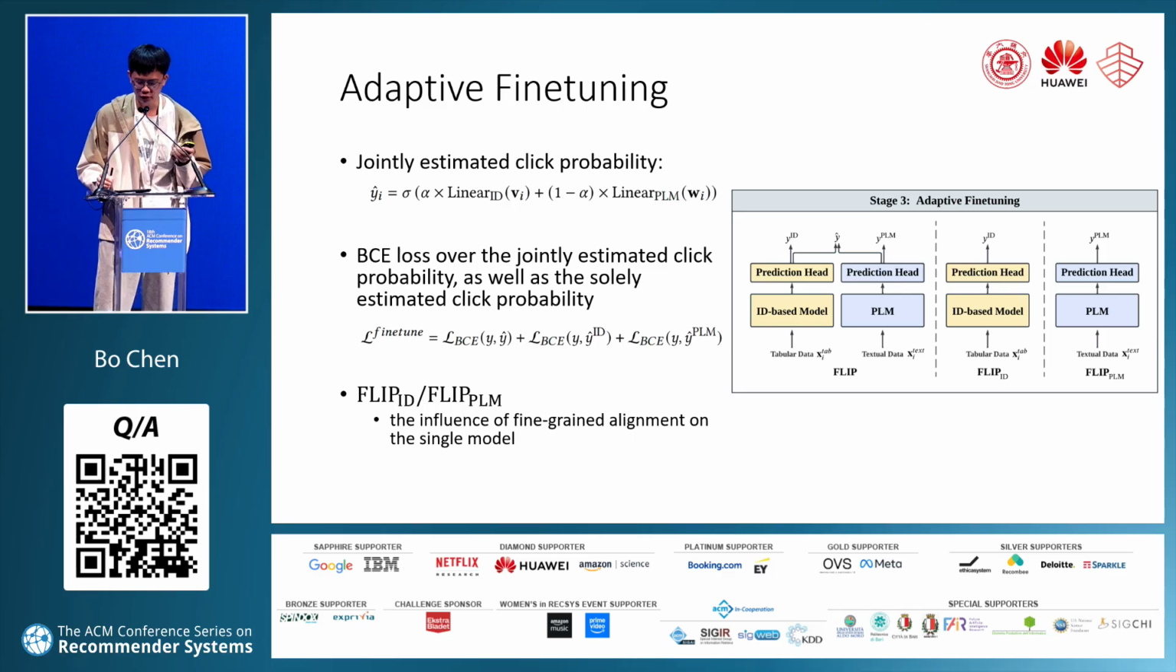And to investigate deeper into the influence of the alignment on a single model, we also define two variants, which are FLIP-ID and FLIP-PLM, which are fine-tuned based on a single model only.